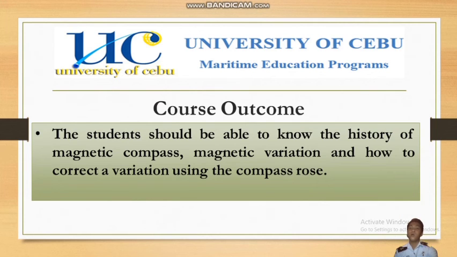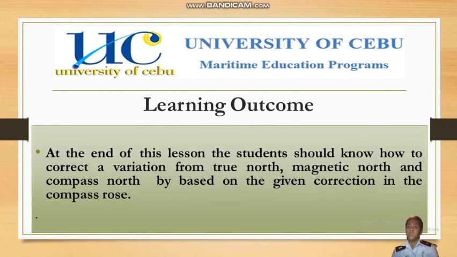So for the course outcome, the students should be able to know the history of the magnetic compass, magnetic variation, and how to correct a variation using the compass rose. Learning outcome: at the end of this lesson, the student should know how to correct a variation from the true north, magnetic north, and compass north based on a given correction in the compass rose.